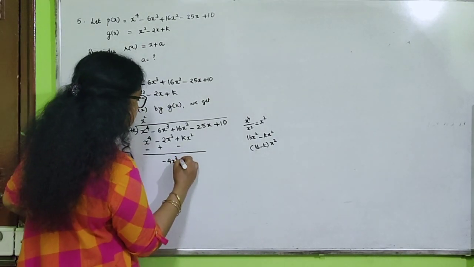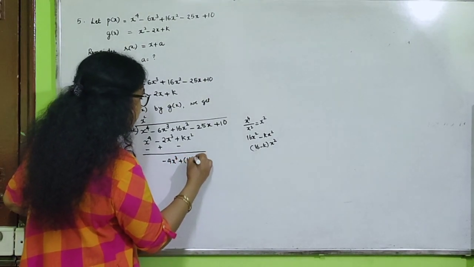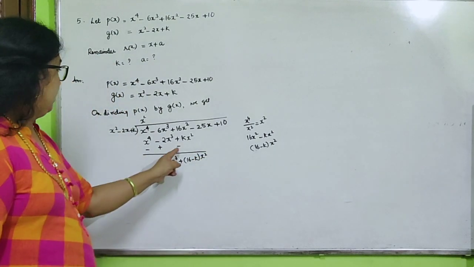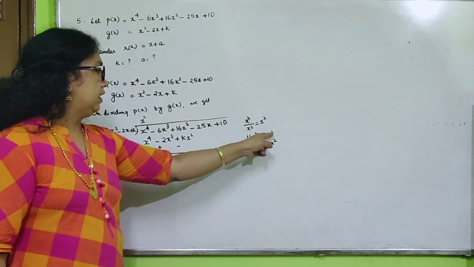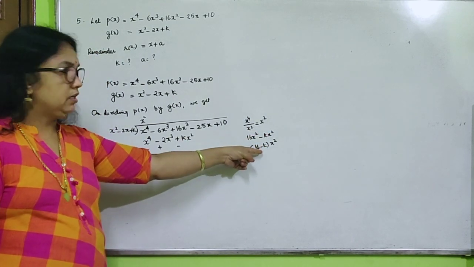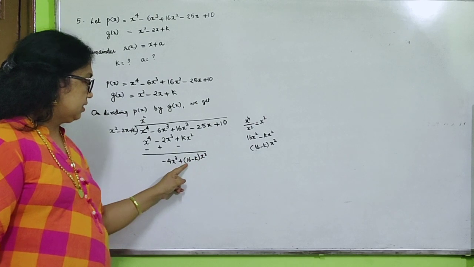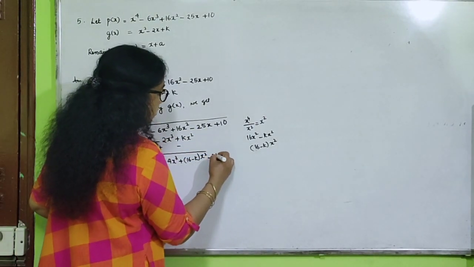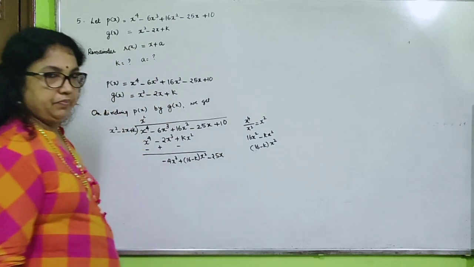So plus 16 minus kx square. So minus kx square. x square taken as common, 16 minus k. x square into 16 minus k, first we have to write the integer, so I have written here 16 minus. Now write minus 25k, minus 25x.